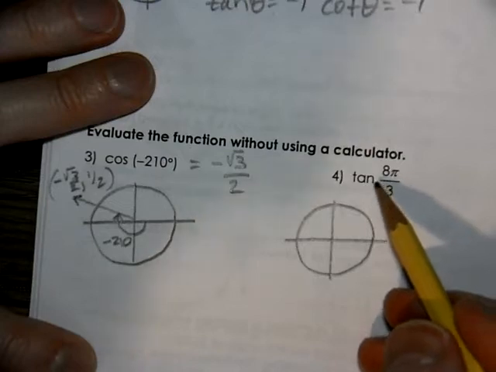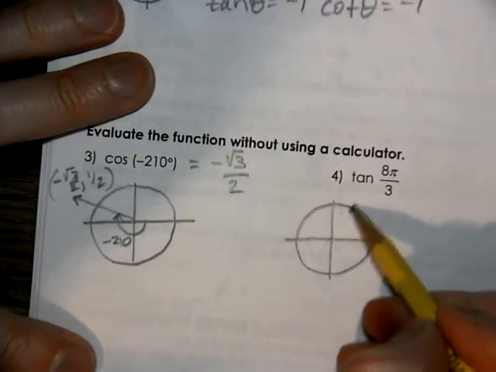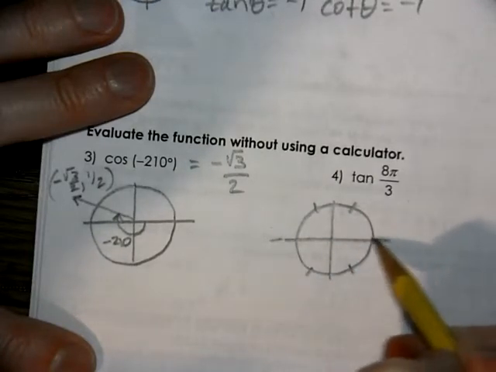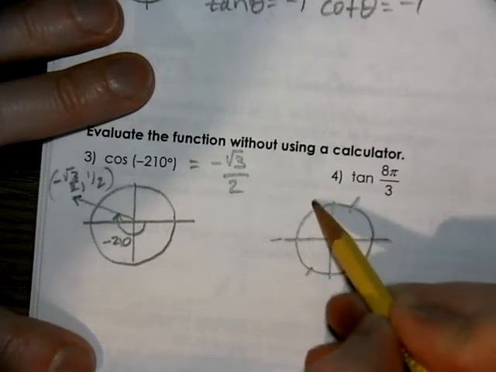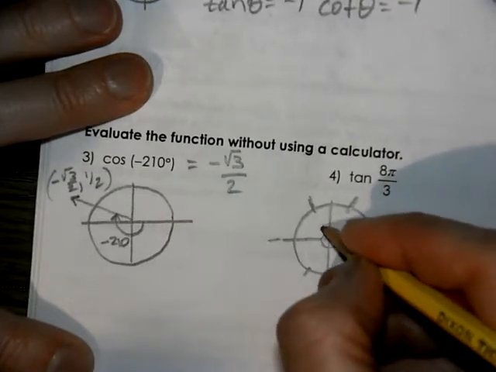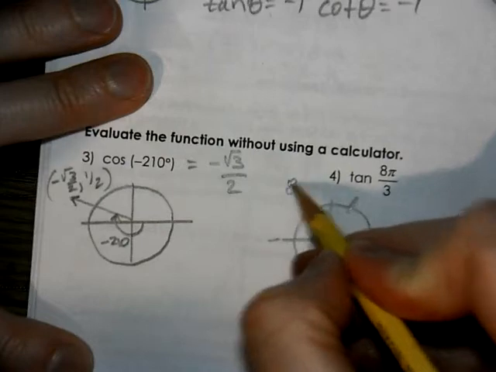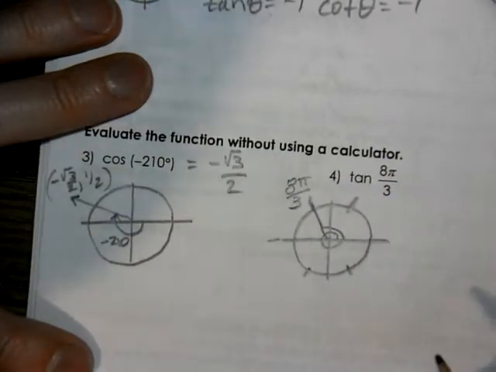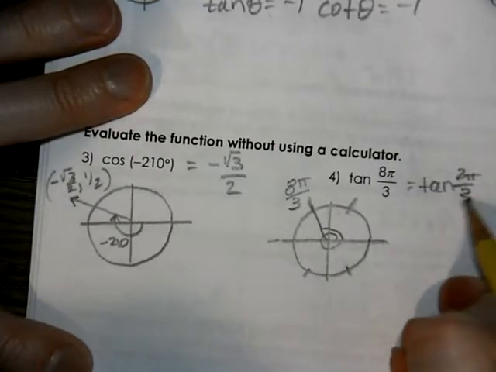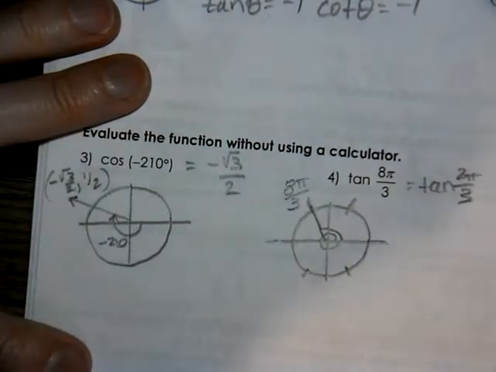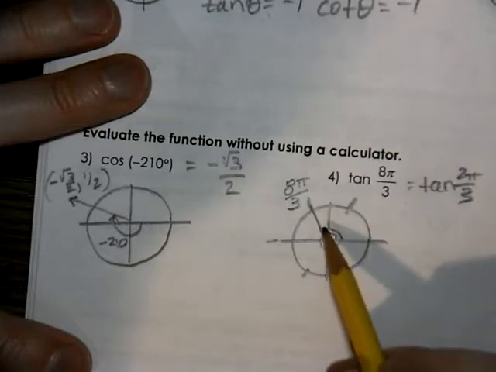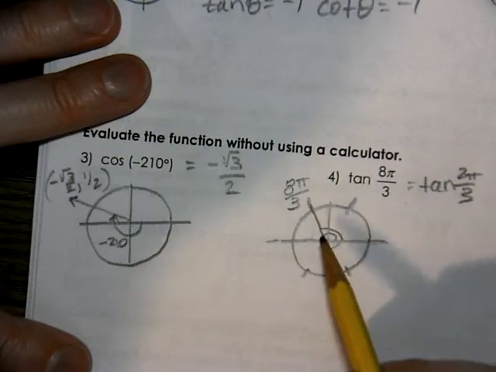Okay, tangent of 8 pi over 3. That's 1 over 3, 2 over 3, 3 over 3, 4 over 3, 5 over 3, 6 over 3, 7 over 3, 8 over 3. So we have 8 pi over 3. We can also call that 2 pi over 3. That would be your coterminal. And that is a short distance and a long distance. We know that's a reference angle of 60, so I know that's going to be negative root 3.